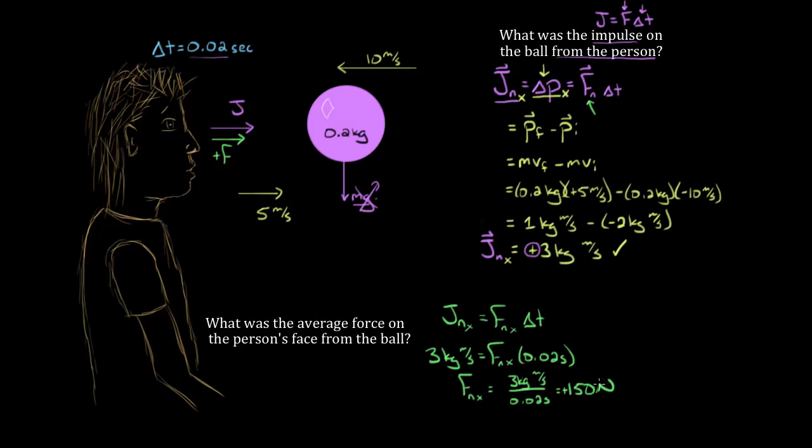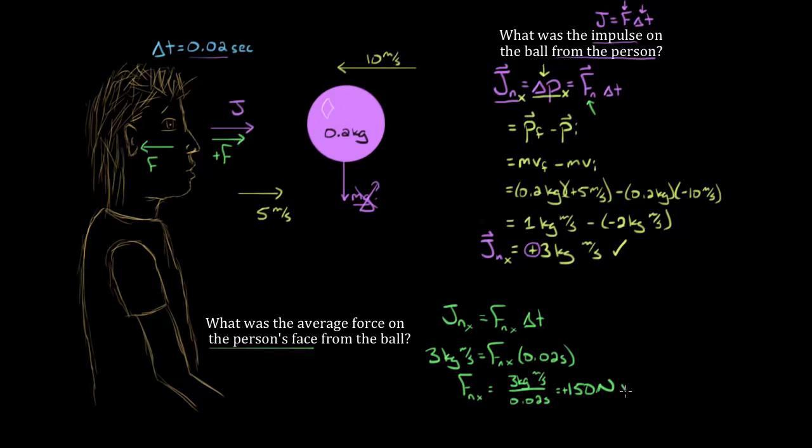So this is the force on the ball by the person's face, but notice this question is asking what was the average force on the person's face from the ball, not on the ball by the face. You might think, oh no, we got to start all over. We solved for the wrong question, but we're in luck. Newton's third law says that the force on the face from the ball should be equal and opposite. So this force on the face from the ball has got to be equal and opposite to the force on the ball from the face. So that's what we found here.